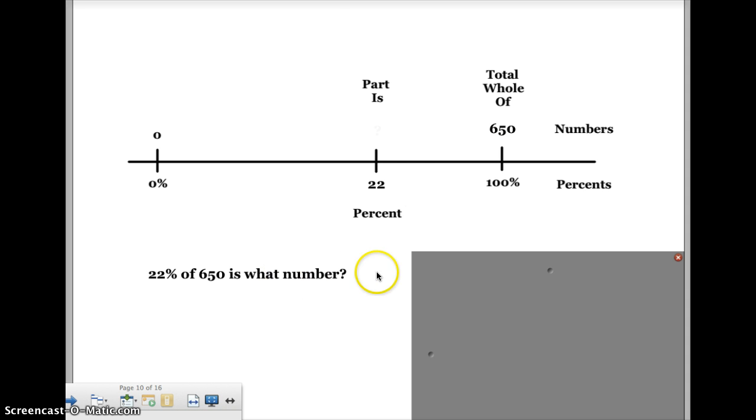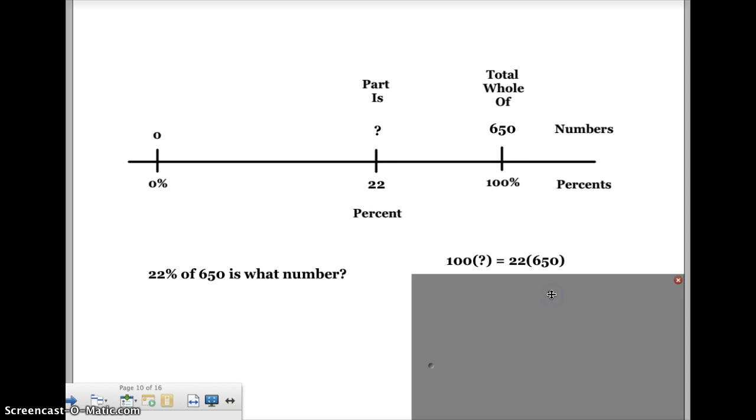And then on this problem, I'm trying to find what part is 22% of 650. So I'm going to put a question mark there. Now if I cross multiply, I have 100 times my question mark is equal to 22 times 650. So I'll just slide that down, I write that down. Then I multiply it out. In math we don't use question marks, just variables, we usually use x's. So 22 times 650 is 14,300 and 100 times question mark is going to be 100x is equal to 14,300.